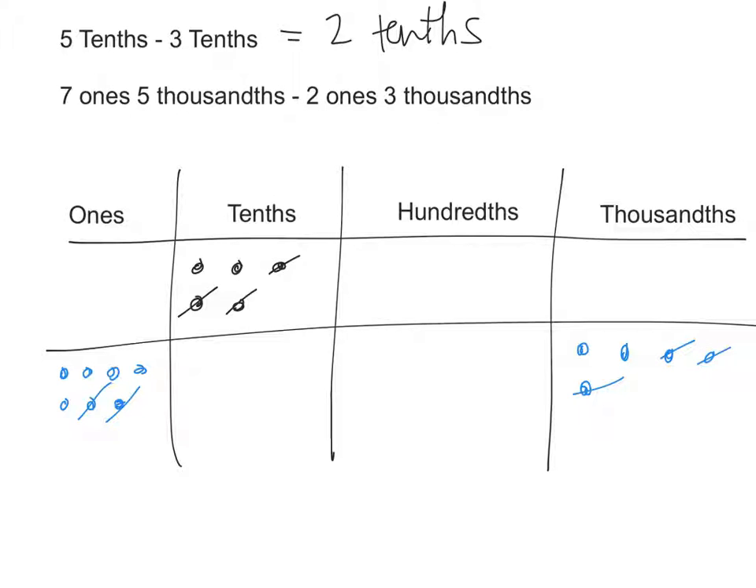Let's count what we have left. How many ones do we have left? Arun? 5. Okay, so we have 5 ones. And Ben, how many thousandths do we have left? 2. So the answer is 5 ones and 2 thousandths.